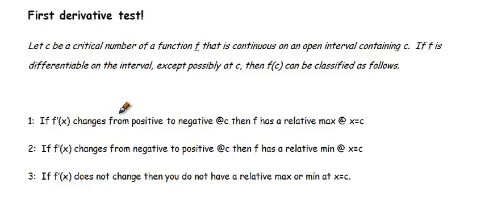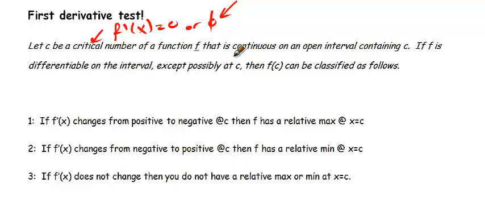So the first derivative test looks a little intimidating at first, but it's exactly what we just talked about. So let me explain what it means. Let C be a critical number. So remember, a critical number is where the derivative equals 0 or undefined. And the "or undefined" is a big one people forget about.